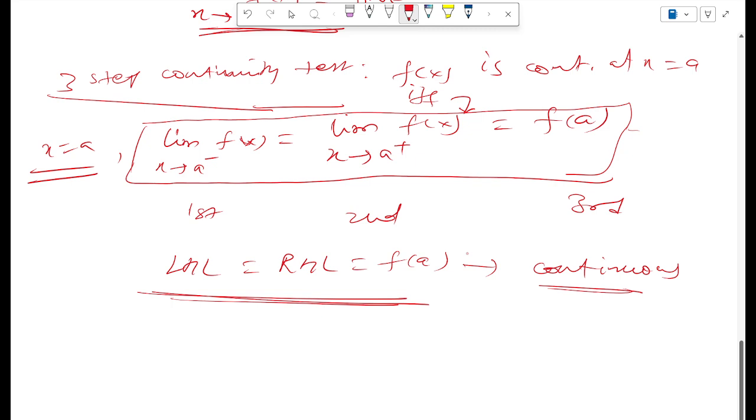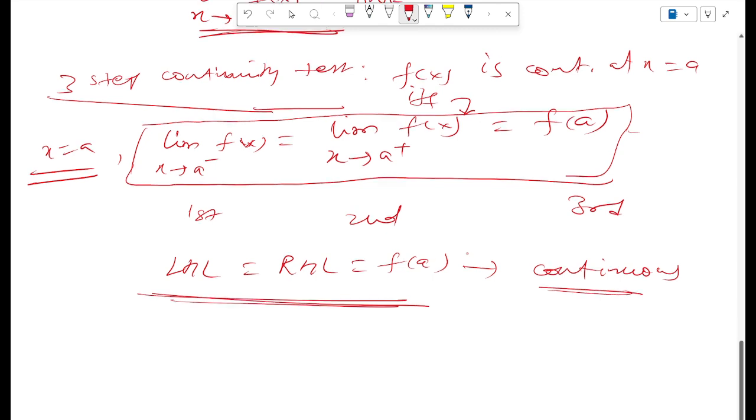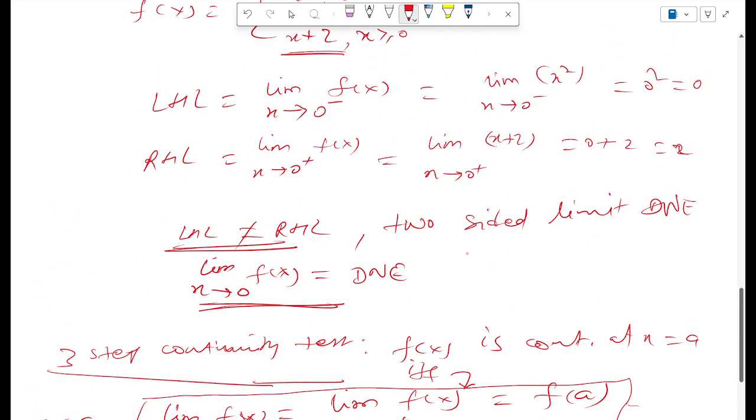So this is how mathematically we try to verify whether a function is continuous or not at x equal to a. So now let's take the example. What example did we have here?